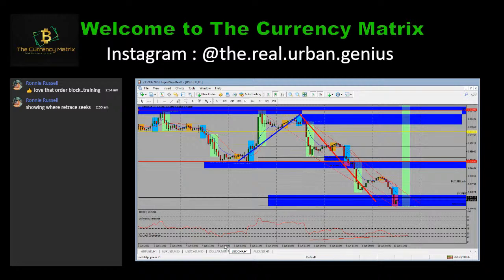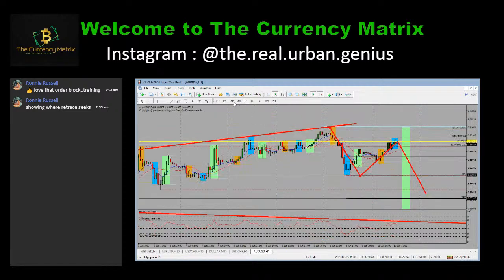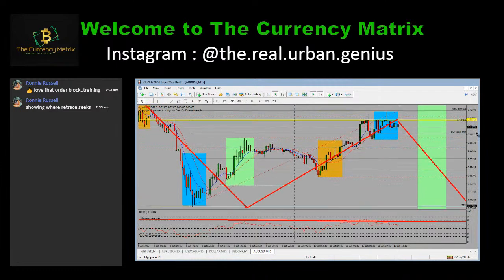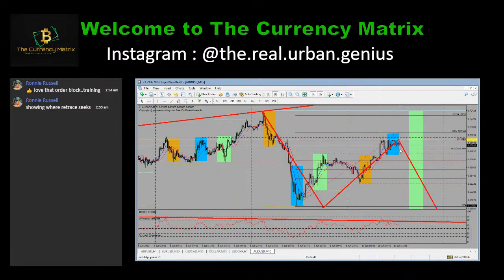Let's take a look at Aussie and see what happened over there. All right, see the Aussie, it's beginning to fall off right from that order block. And notice how it's a sniper entry on our Fibonacci. Yes.